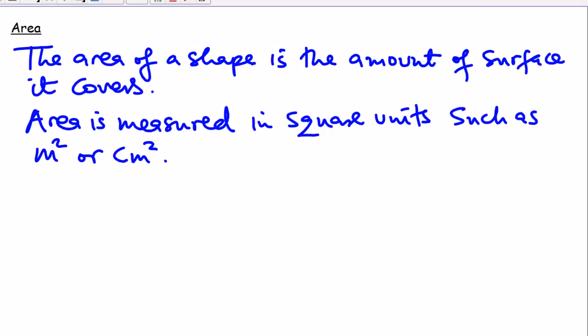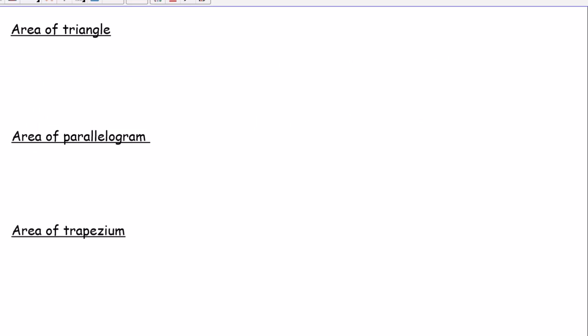In this video, I'm going to look at area. Now, the area of a shape is the amount of surface that it covers. Area is given in square units such as meter squared or centimeter squared. Next, I'm going to look at area of a triangle, followed by area for a parallelogram, and then area for trapezium. I'll start with the area of a triangle.